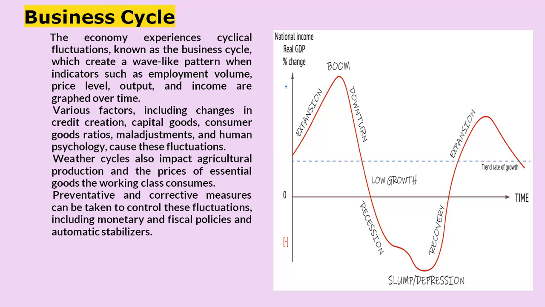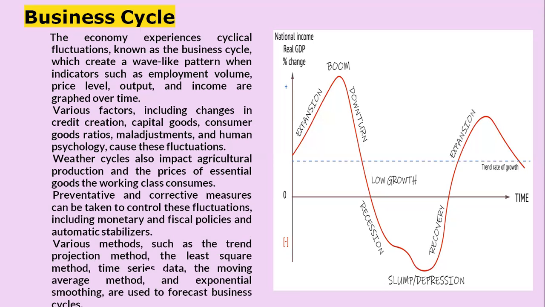Preventative and corrective measures can be taken to control these fluctuations, including monetary and fiscal policies and automatic stabilizers. Various methods, such as the trend projection method, the least square method, time series data, the moving average method, and exponential smoothing, are used to forecast business cycles.